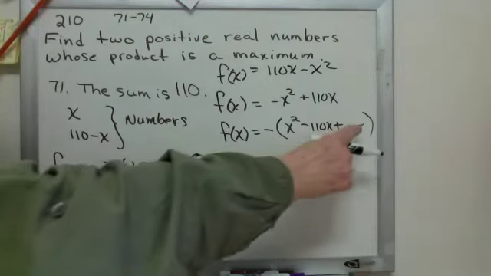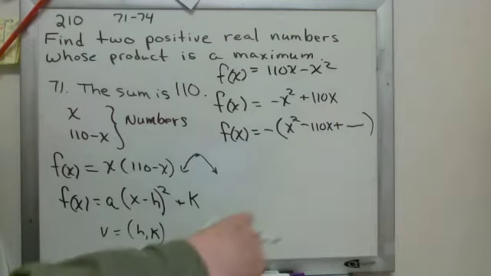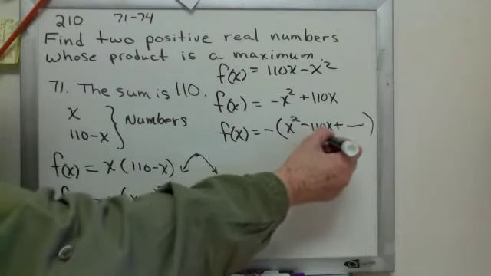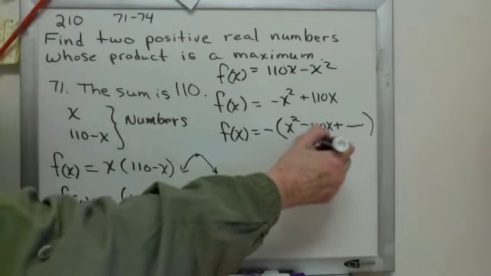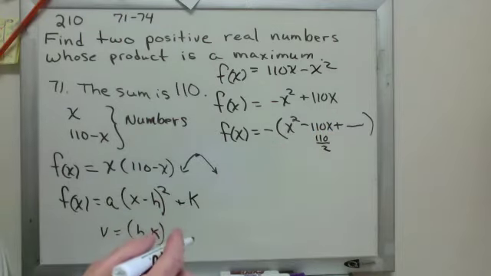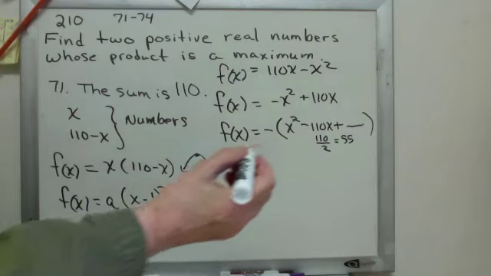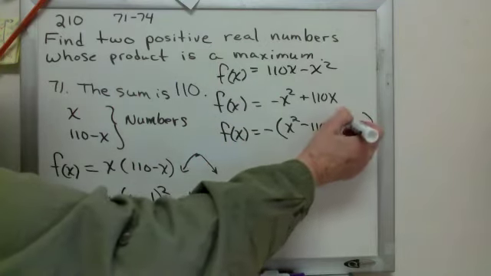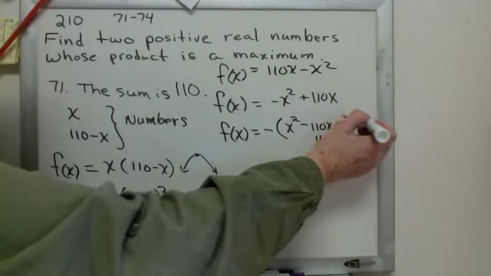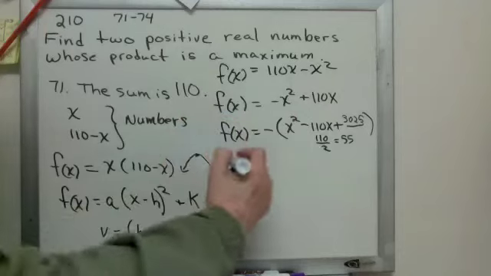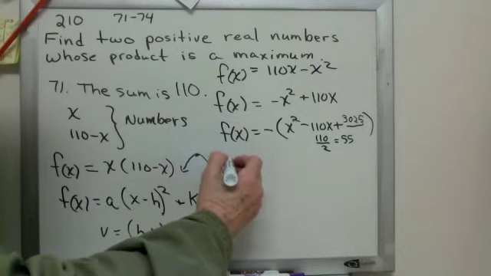So how do I find the number that goes there? Remember? Take the 110. What do I do with the 110? Divide it by 2. Right, and then I square it. So dividing by 2, 55. 55 squared, you know what that is? Yeah, 3025. But if I put a 3025 here, I can't just go changing the value of an equation. So I add it and I subtract it.